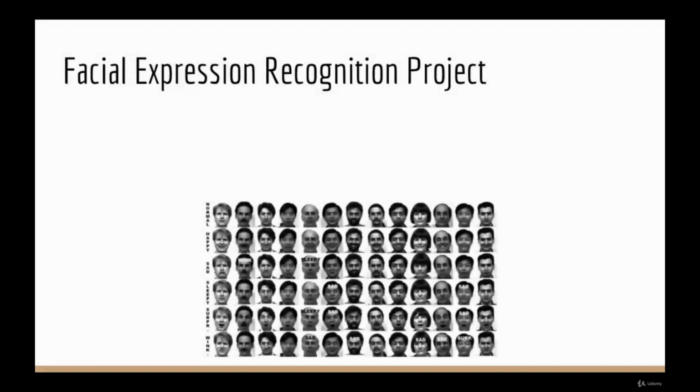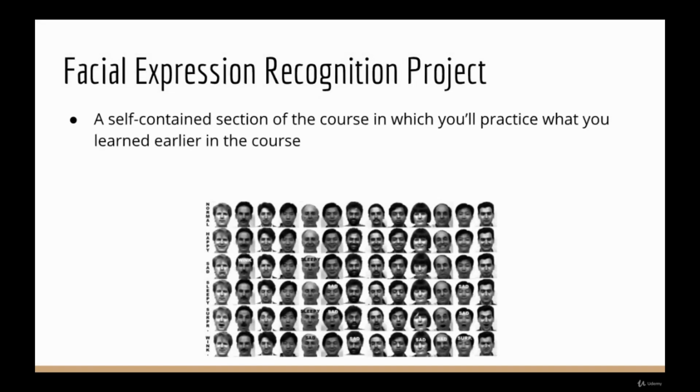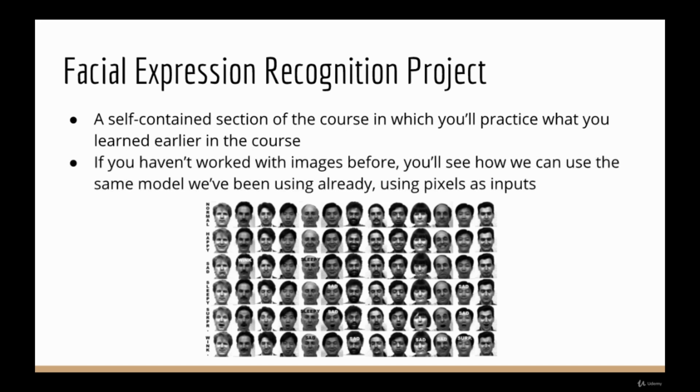In this lecture, we are going to move on to a new section of the course. This section is a self-contained section designed to get you to apply the stuff you learned earlier in the course. In particular, we're going to be looking at a new dataset called the Facial Expression Recognition dataset. If you haven't worked with images before, we'll see how image pixels can be considered input features into our model.